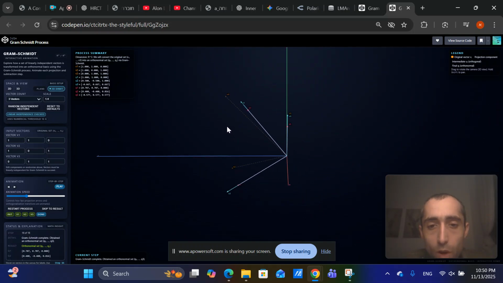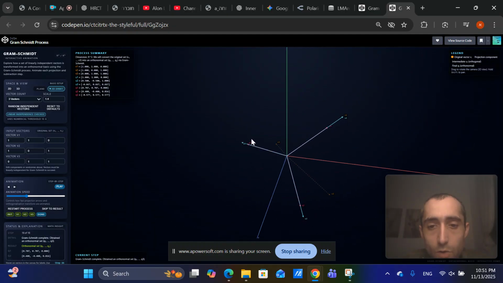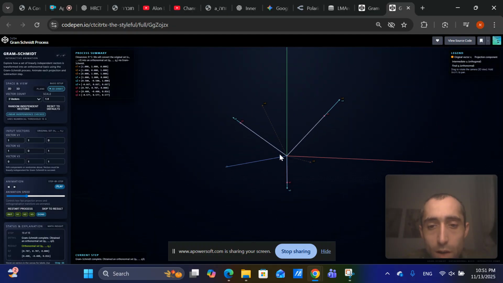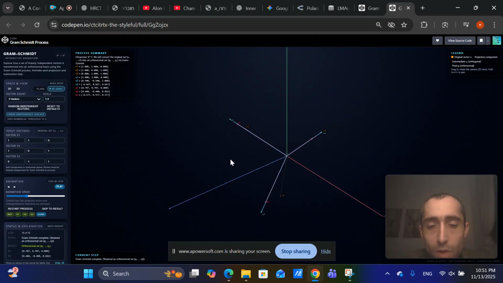We also normalized them, but you can see that the angle, if you could just measure it, between each of them is 90 degrees. This is exactly what the Gram-Schmidt process needs to do.